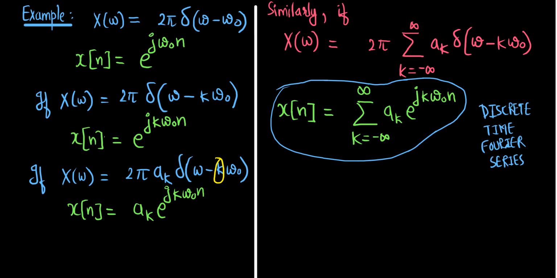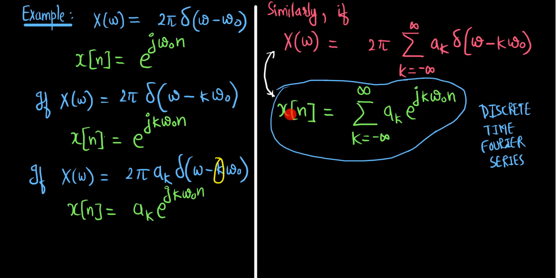Now this is the Fourier domain pair. If X of omega is the shifted and scaled version of the impulses, we're going to get x of n, that is going to be the discrete time Fourier series expression. So we can interpret this in a reverse way.